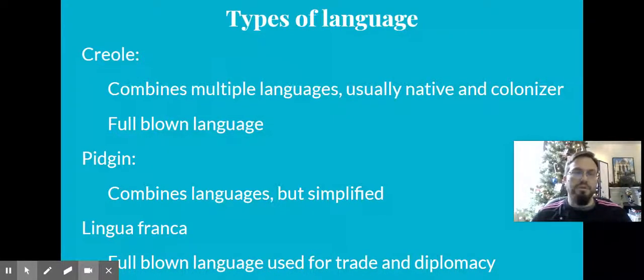English is probably the biggest example of lingua franca. It is essentially the lingua franca of the world and is the lingua franca of the internet. So people will learn English so that they can communicate with other countries around the world or be able to communicate on the internet. All right, there's your basics of the development of language.